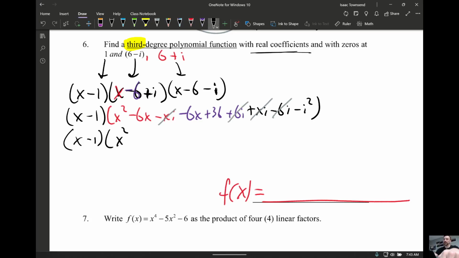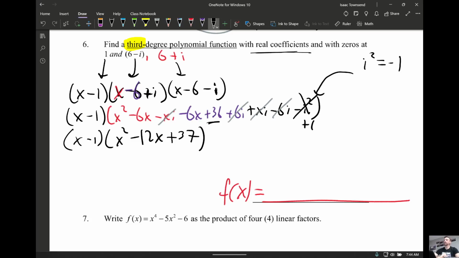You do have an x squared that has no one to combine with. You've got a minus 6x that makes a minus 12x. And then right here, this combines with the plus 36 and gives us 35, 36, 37, gives us 37. Good. If i squared is -1, this is like minus a -1, which is like plus 1. So just like in question 4, it looks really scary for a second, but then it all kind of comes together. Alright, and then to finish up, now we need to multiply in this x minus 1.